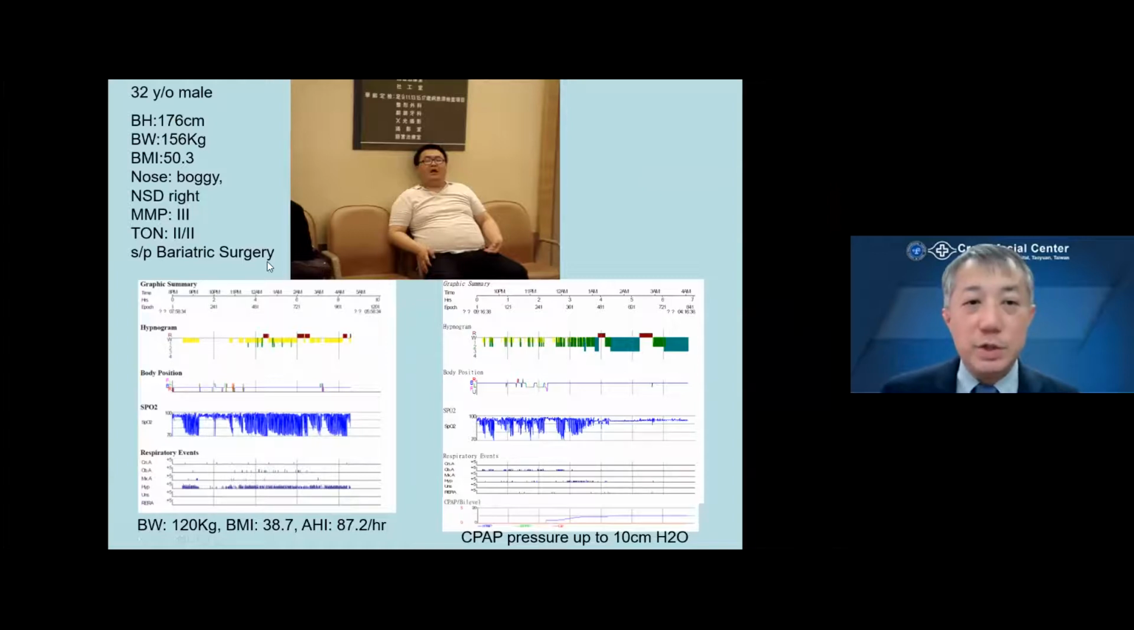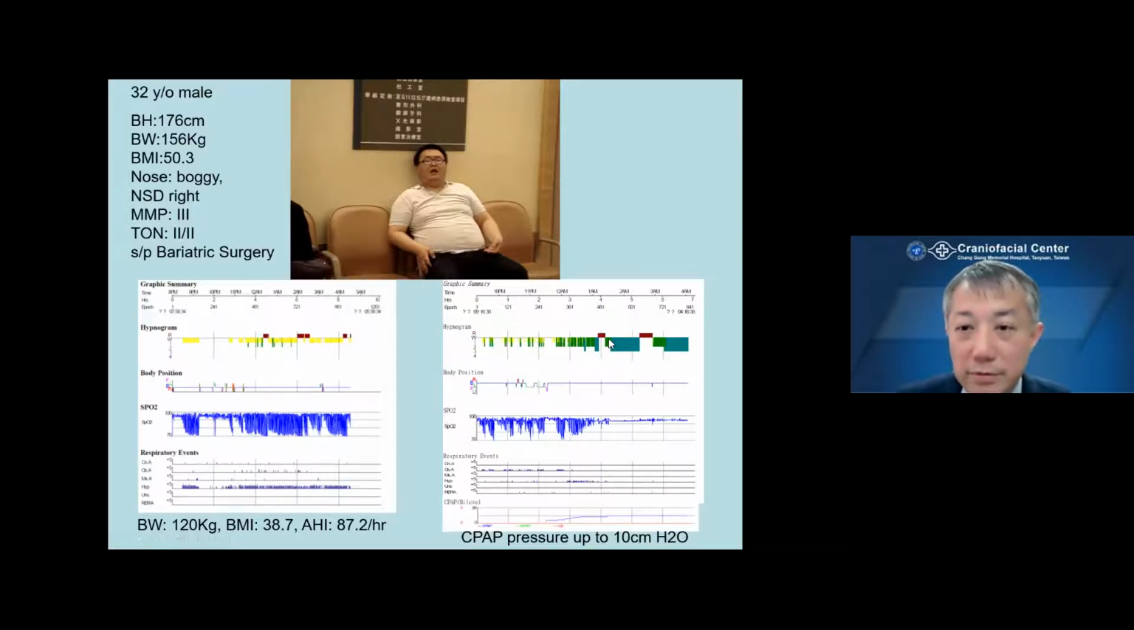After the bariatric surgery, he still has a body weight of 120 and a BMI of 38.7. For this high BMI patient, even if we treat them vigorously, the obesity could still be there. So the only thing we can do is send them for CPAP titration, with pressure up to 10 centimeters.